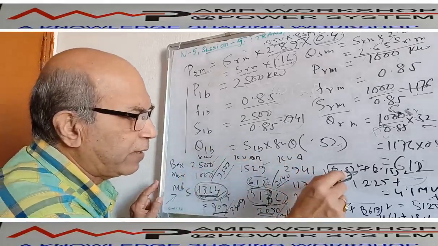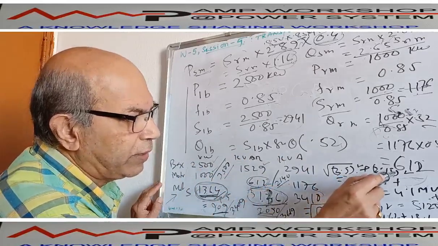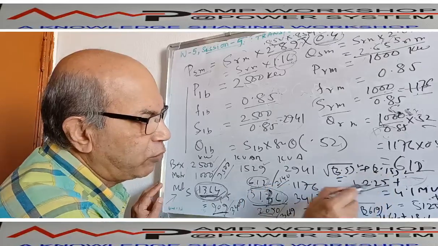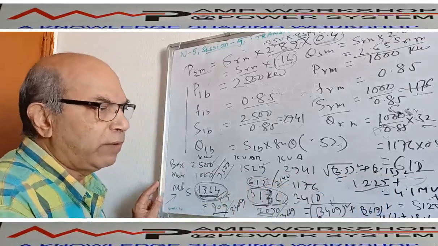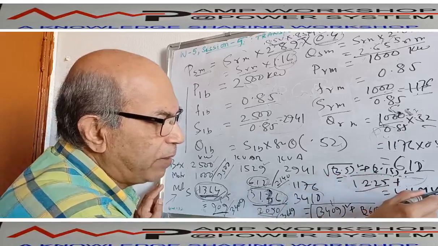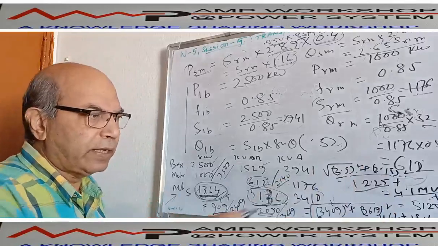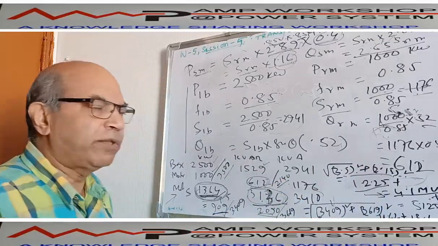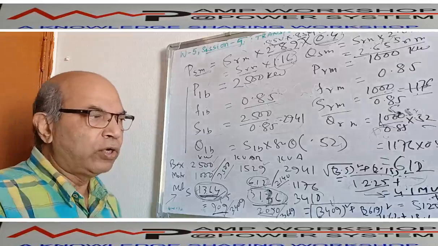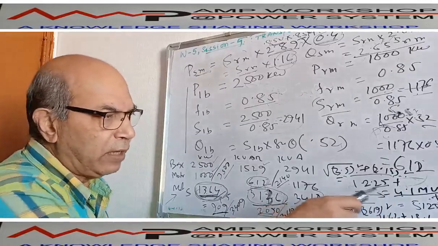So from this we can calculate the running kVA. 3.5 megawatt squared, and this 2140, which we consider as 2.15 squared. If you calculate, it comes to 12.25 plus this one. If you calculate, this comes to 4150, or 4.15 MVA. That is the running kVA required to run the load. We need 4.15 MVA total power to run the load.